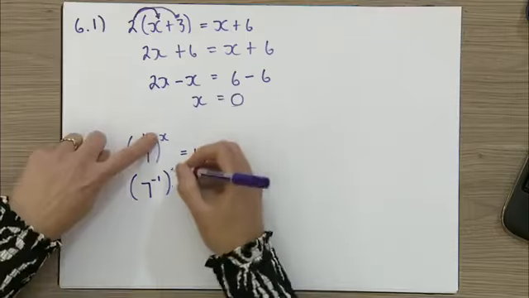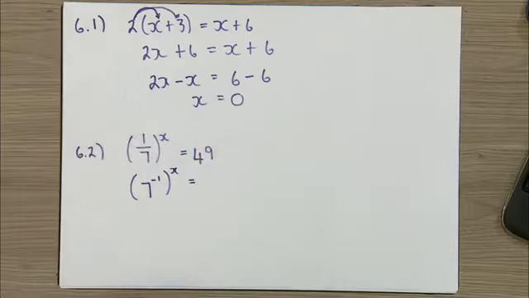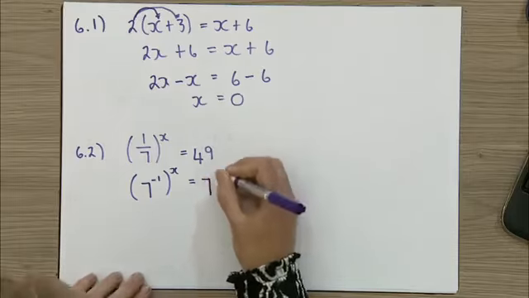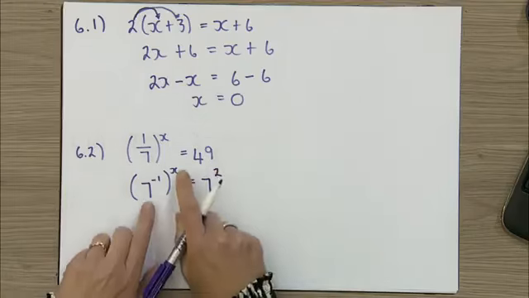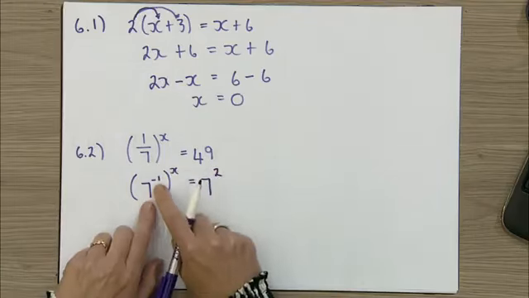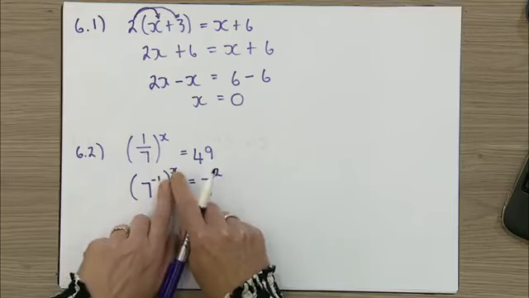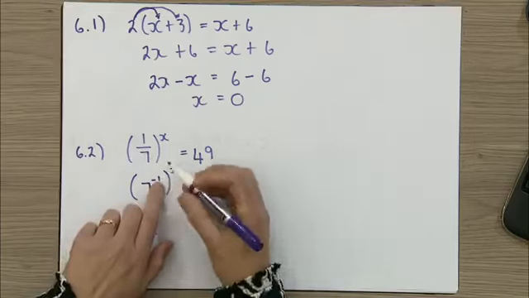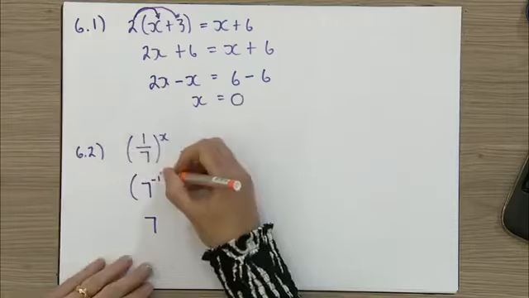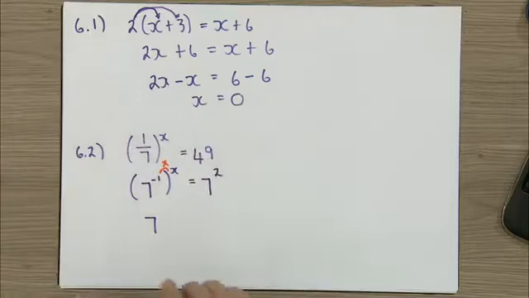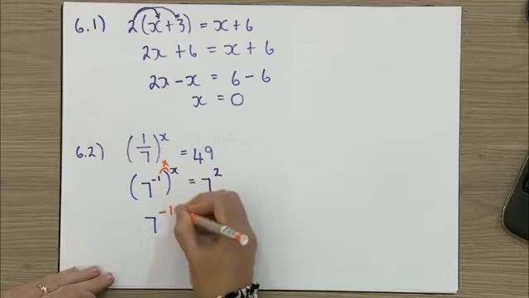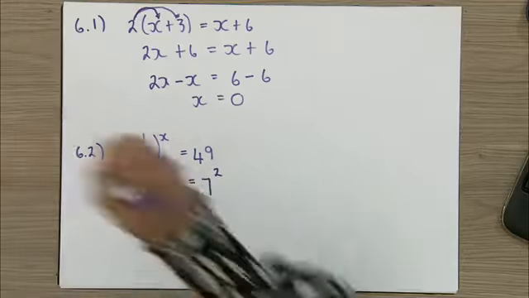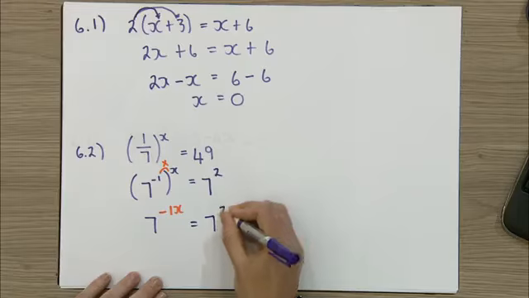And that was to the power of x equals, and now I'm going to break 49 up into its prime numbers. What is 49? It's 7 to the power of 2. Let's go apply our exponential law. What do I do with my exponents again? If I'm raising them, I must multiply. So it's 7 to the power of negative 1 times x. What is negative 1 times x? Negative 1x equals 7 to the power of 2.